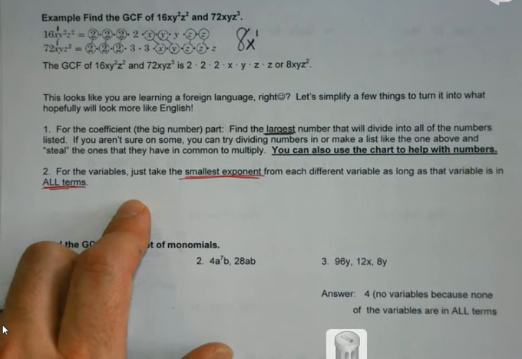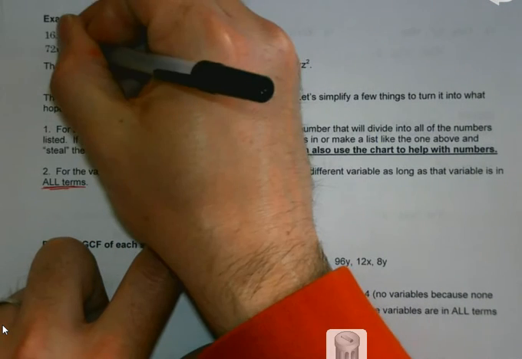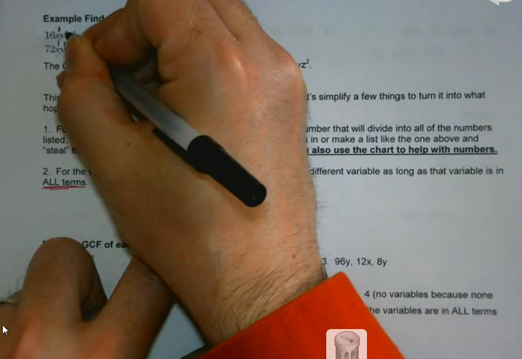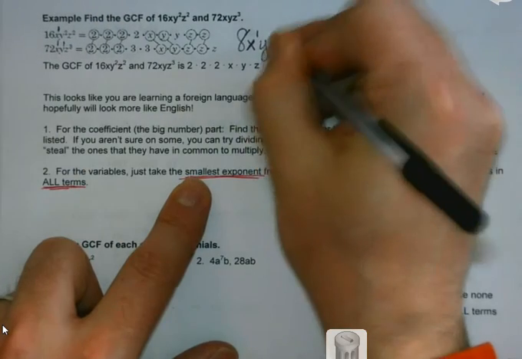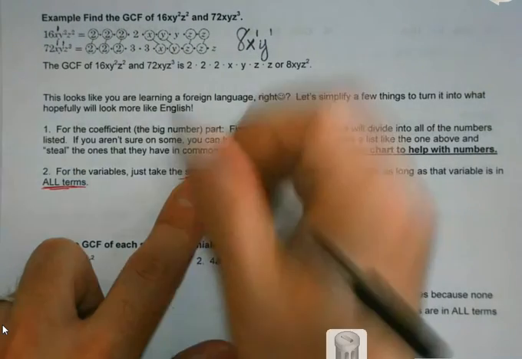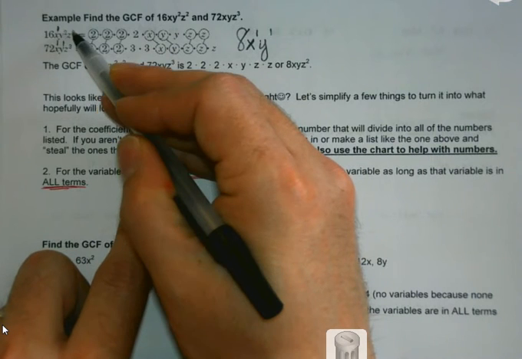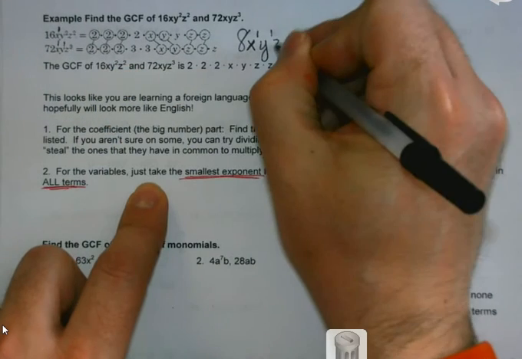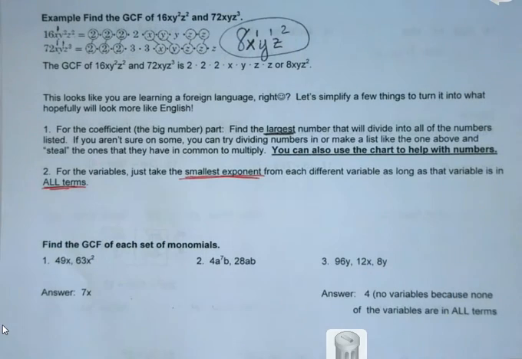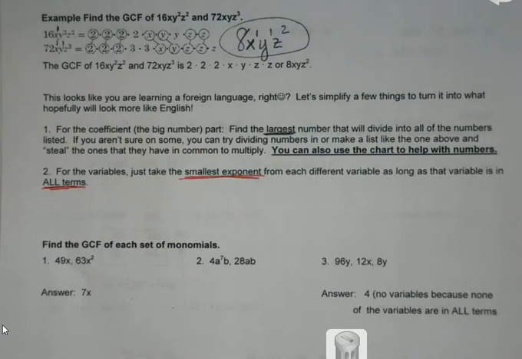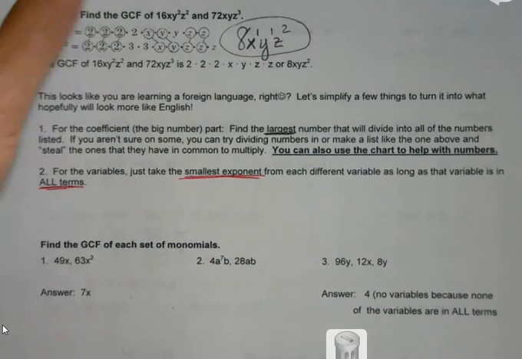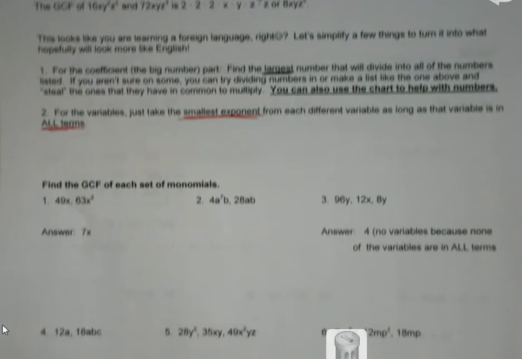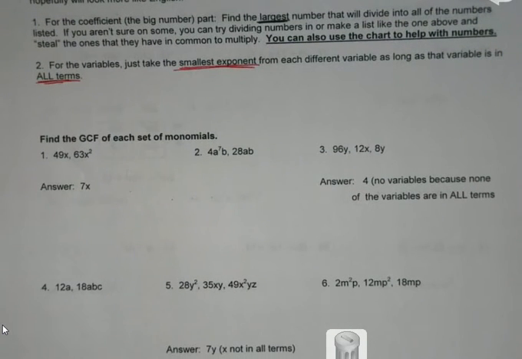When I get to the y's, again, smallest. One of them has a 1, one of them has a 2. Got to take the smaller one. So y to the 1. And when I get to the last one, I have z to the second and z to the third. I take the smaller one, z to the second. And that would be what's called my greatest common factor, or my GCF. That's basically what we're doing on any of these today, and that's all we're going to be doing. It's not like I'm going to add 3 more parts or something.